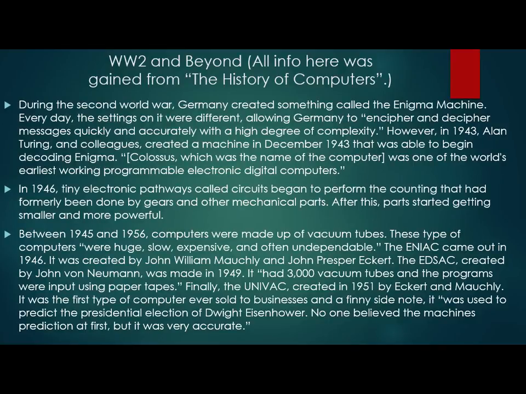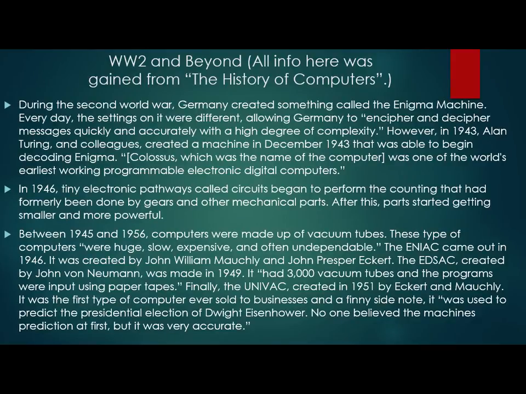Between 1945 and 1956, computers were made up of vacuum tubes. These types of computers were huge, slow, expensive, and often unpredictable. The ENIAC came out in 1946. It was created by John William Mauchly and John Presper Eckert.